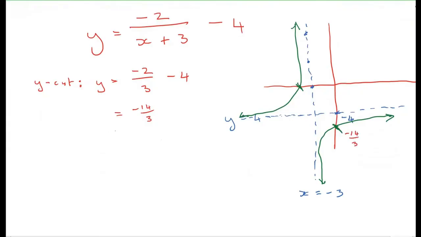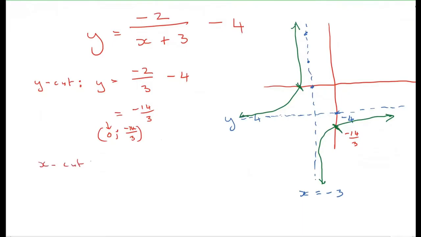Also get in the habit of doing this. How did I get this y cut? I made x 0, and it gave me negative 14 over 3. I find that when you actually re-look at what you've done here, you can understand the concept of where these coordinates are going.